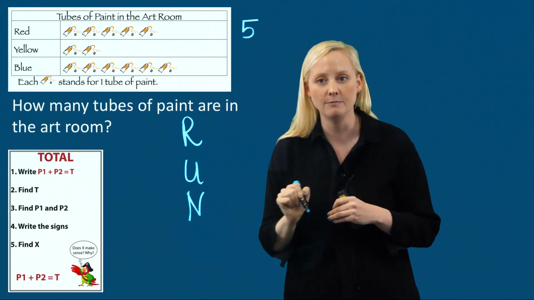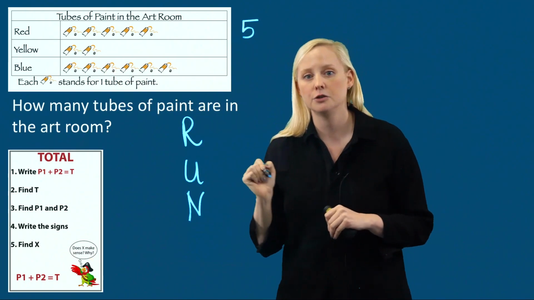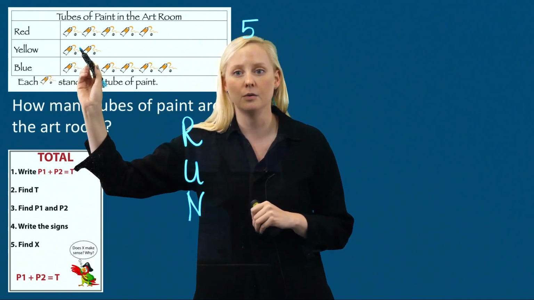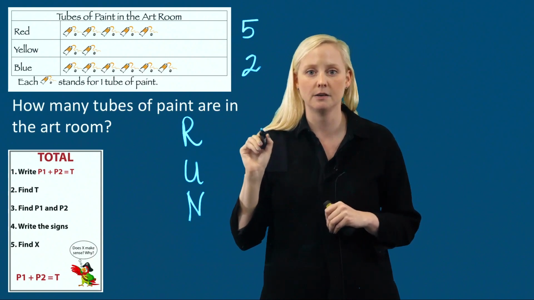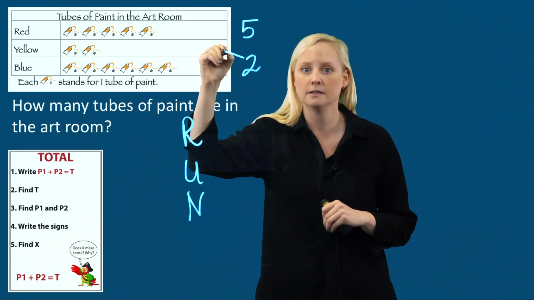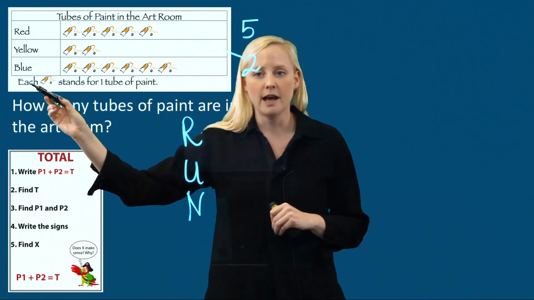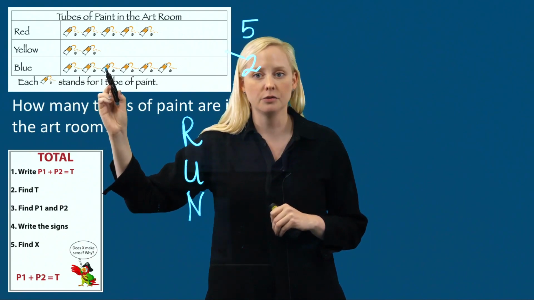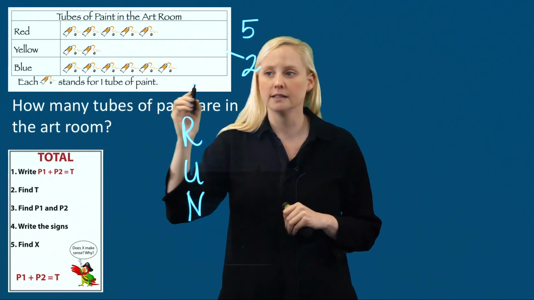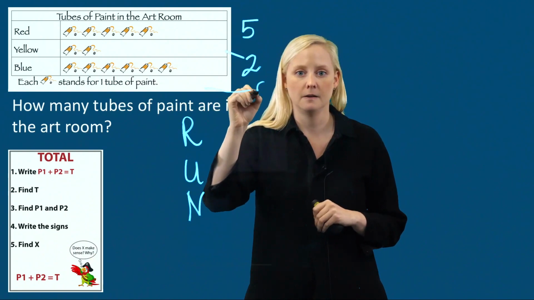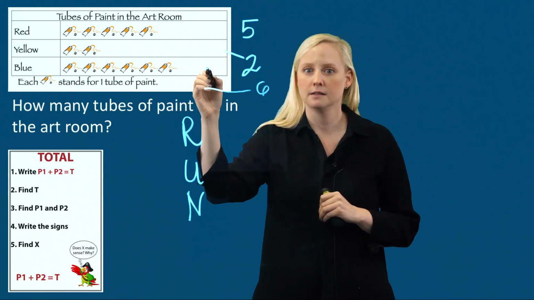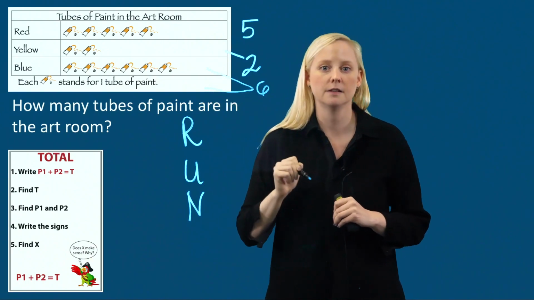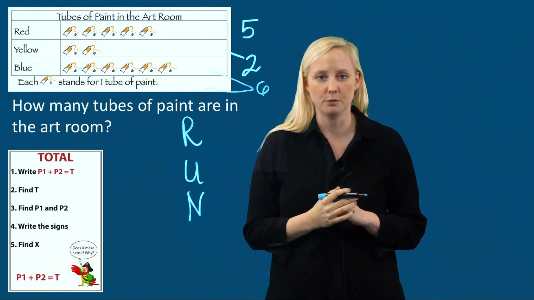I'm going to put a 5 because we have 5 tubes of red paint. Let's look at yellow. 1, 2. We have 2 tubes of yellow paint, so I'm going to write that here. And then we have blue. 1, 2, 3, 4, 5, 6. We have 6 tubes of blue paint, so that we can know that that corresponds with the blue paint.